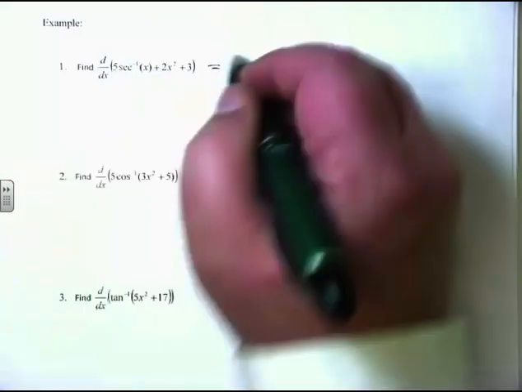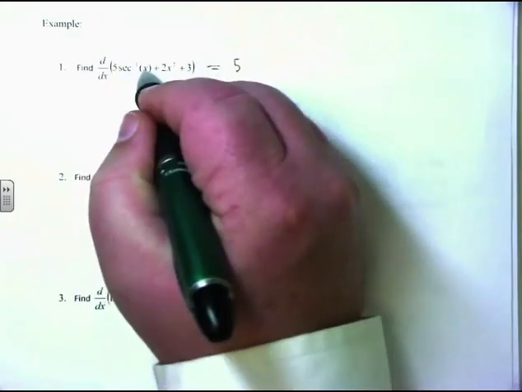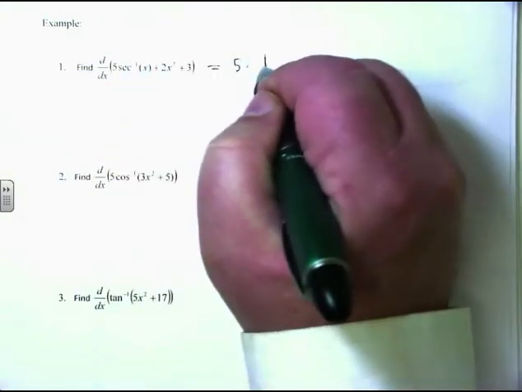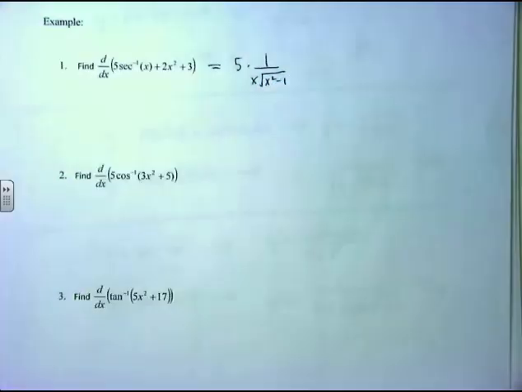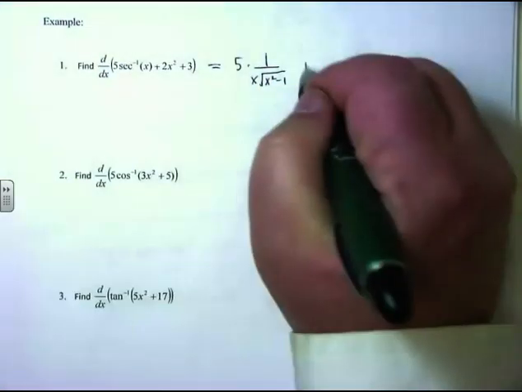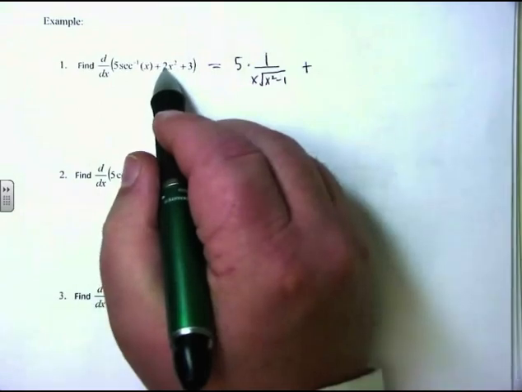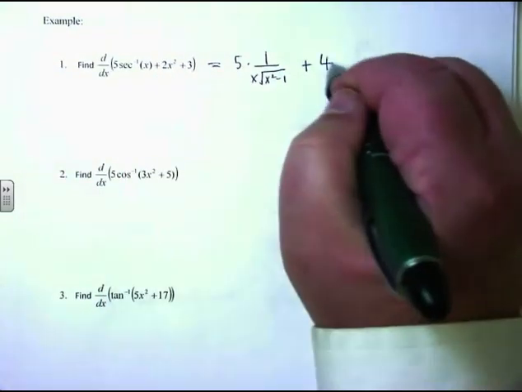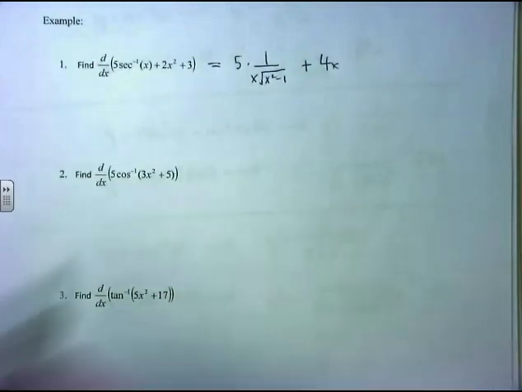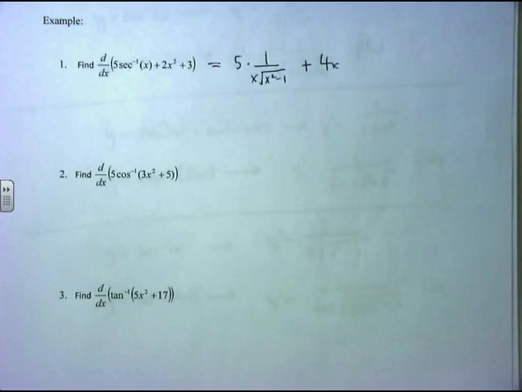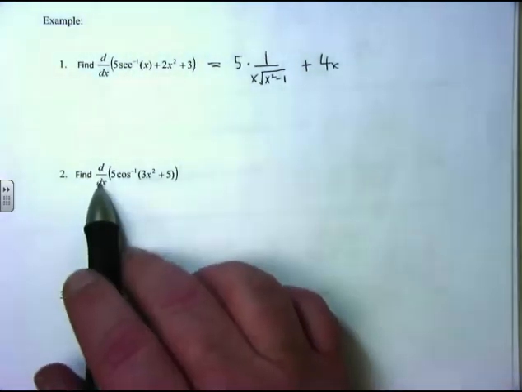Well, the derivative of 5 is constant, leave it alone. The derivative of secant inverse of x was 1 divided by x times the square root of x squared minus 1, pure memorization, plus the derivative of 2x squared is 4x, and the derivative of 3 is 0. So there you go. You can probably clean it up by putting the 5 up top, but that's all you needed to do.